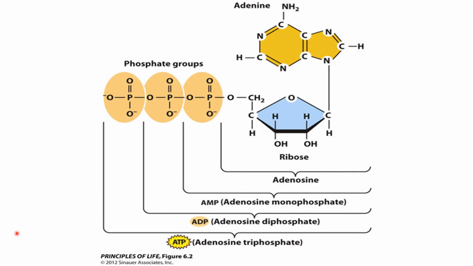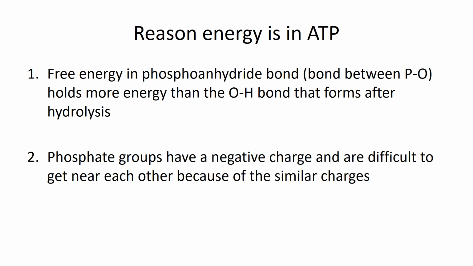Kind of like if you squeeze a spring, there's a lot of potential energy in that. And as soon as you let it go, the spring bounces back into its normal shape. Well, that's what happens when we break ATP down into ADP, which is adenosine diphosphate. This phosphate breaks off and that releases some free energy that the cell can actually use.